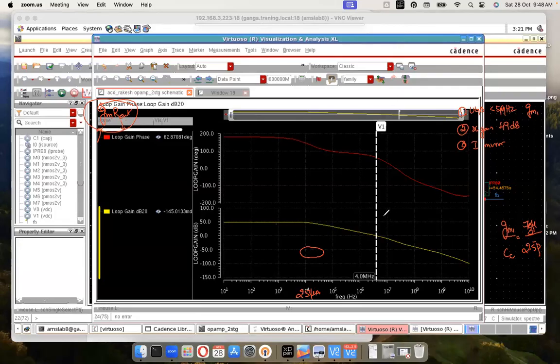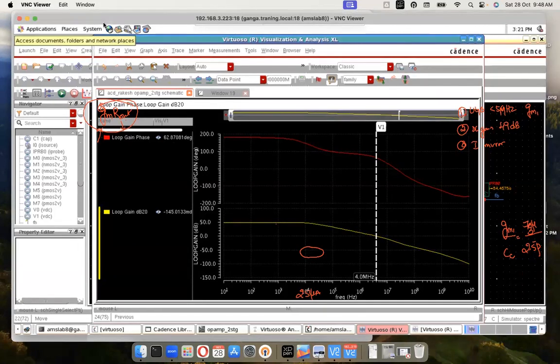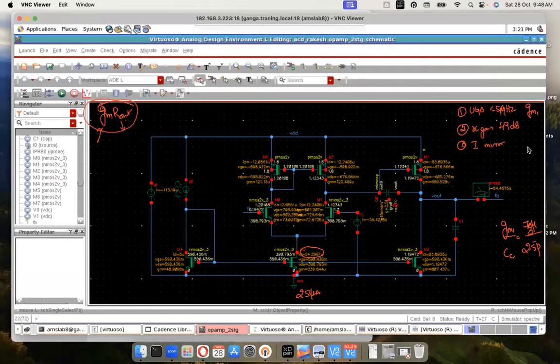What's the phase margin? Phase margin is 62. We are still safe, but it has reduced. Earlier it was 64. Now it has come to 62. So it's slowly reducing, meaning we have to make sure that our second pole moves further outside.